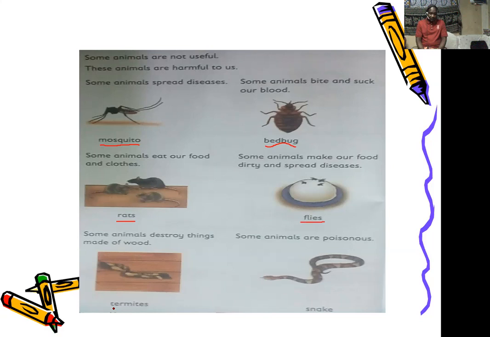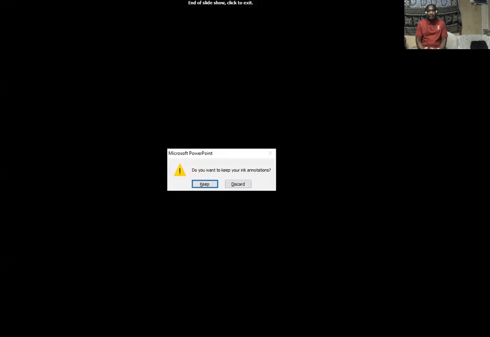Another harmful animal, pupils, is termites. Termites, they eat walls, they eat timber. Lastly, we have a snake. A snake is a very poisonous animal. If it bites you, it will poison you and you will die. So pupils, the snake has teeth. Its teeth are called fangs. They are very dangerous. Pupils, up to that point, we come to the end of our lesson.